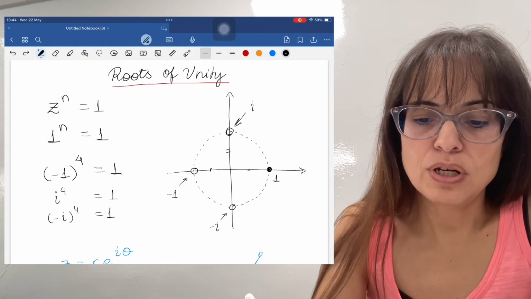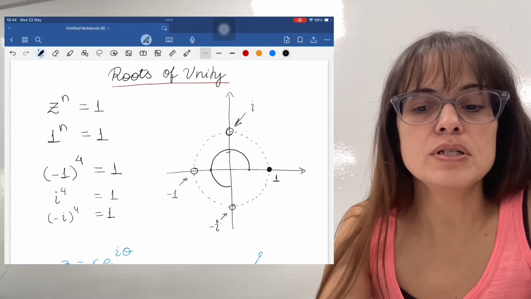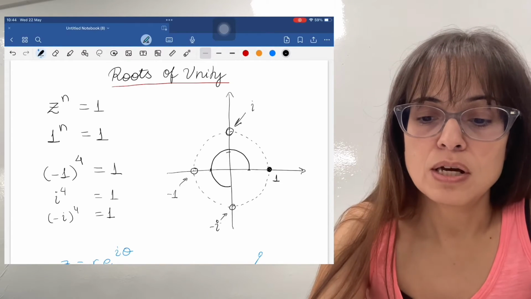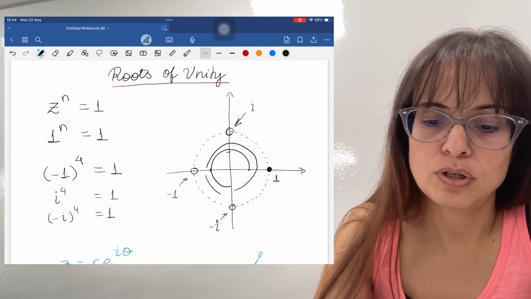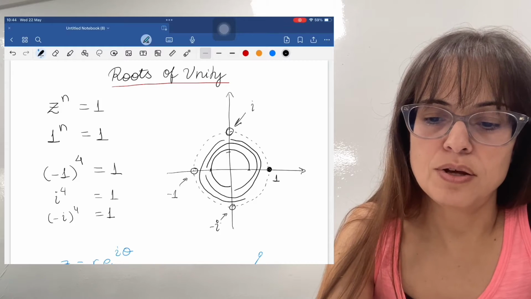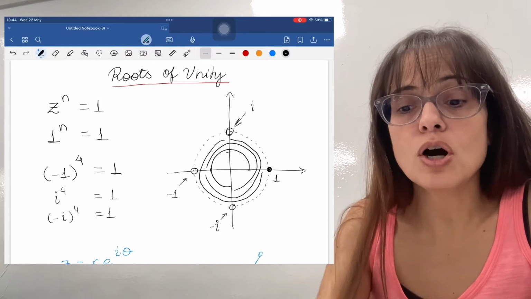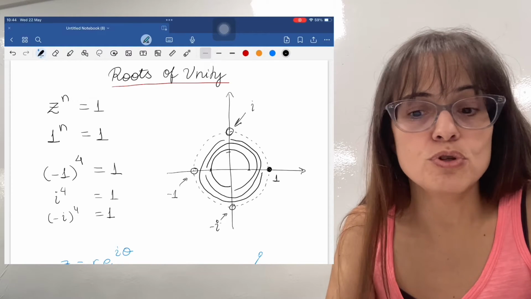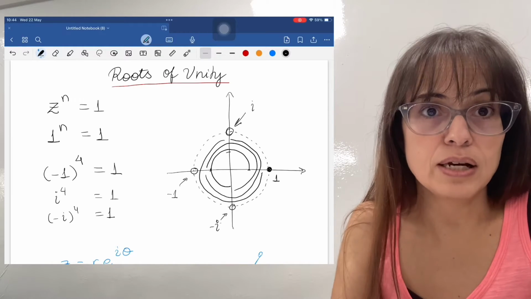I want to think that negative i just has this argument, and I'm going to put it to the power of 4. So I need to rotate it another 1, 2, and 3. So it went around even more, but it got back to the same place. So these are the fourth roots of unity: 1 itself, i, negative 1, and negative i.